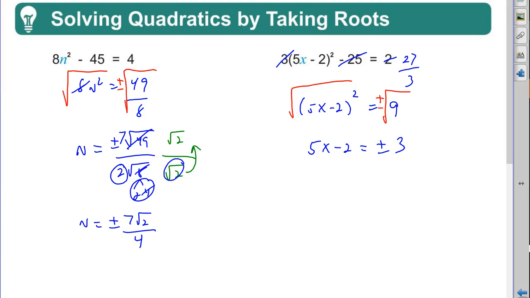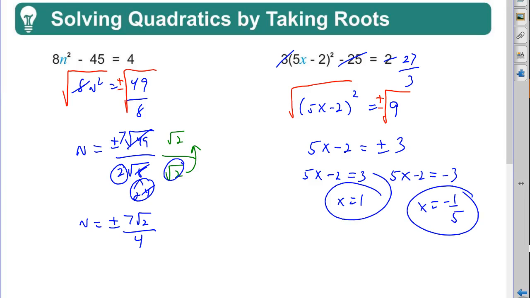So this type of problem, remember, I want to do the plus one time. 5x minus 2 equals positive 3, and I want to do the minus the other time. 5x minus 2 equals negative 3. Solve each little equation. This one is x equals 1, and this is x equals negative 1/5, and there are two solutions.